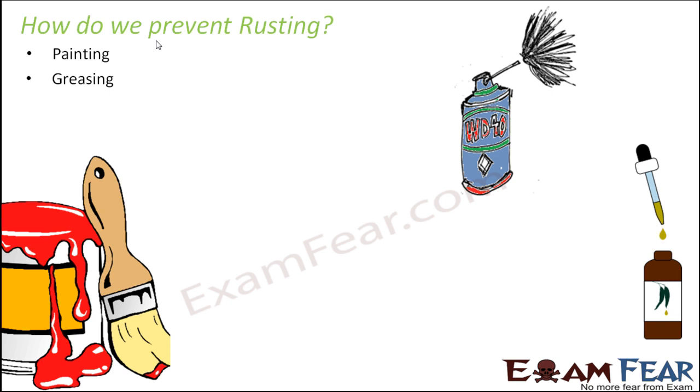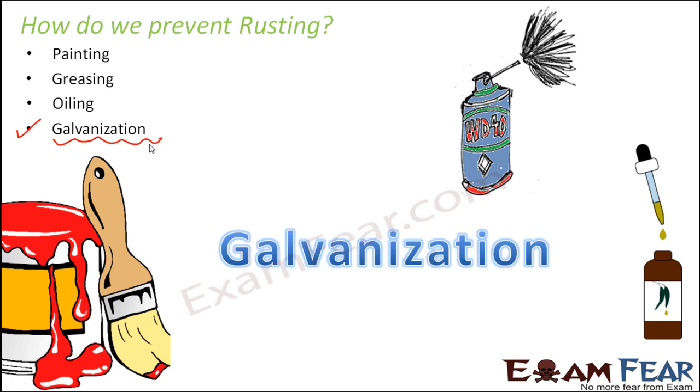Greasing: applying grease over the surface, or anything which acts as a protective layer between iron and air and water. Anything like that will do. So painting, greasing, oiling, all these things can work. In fact, one of the most popular methods to prevent rusting is called galvanization. Now, what is galvanization? Let us have a quick look at it.